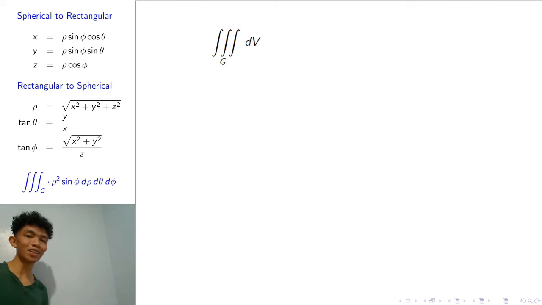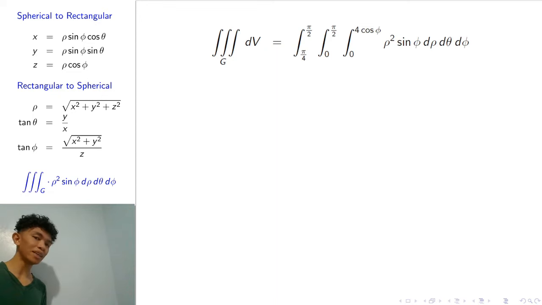So we now write your triple integral in terms of spherical coordinates. If you have your triple integral with 1 as an integrand such as this one, this just represents the volume of your solid G. So we now write it as integral from pi over 4 to pi over 2. Those are your phi bounds. Your theta bounds is from 0 to pi over 2. Your rho bounds is from 0 to 4 cosine phi. And of course, don't forget your rho squared sine phi d rho d theta d phi.